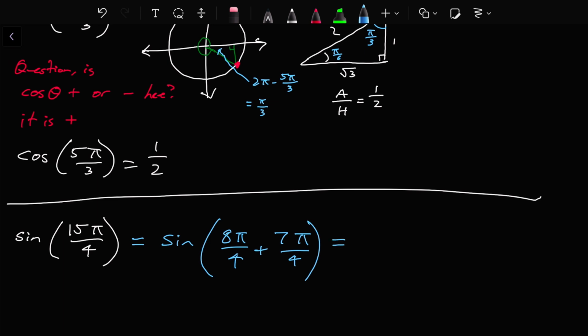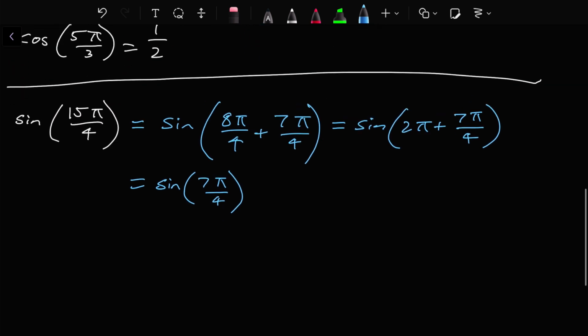But we know that's also equal to the sine of 2 pi plus 7 pi on 4. And we know that every time we do a full rotation, it just repeats, which really means that it's equal to the sine of 7 pi on 4. Now, that's not the exact value, of course, but we've just recognized that these two things here are the same. Okay? So, sine of 7 pi on 4.